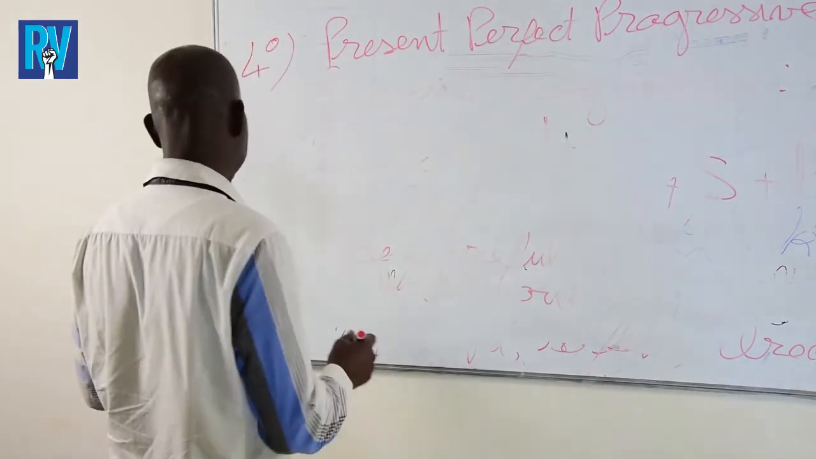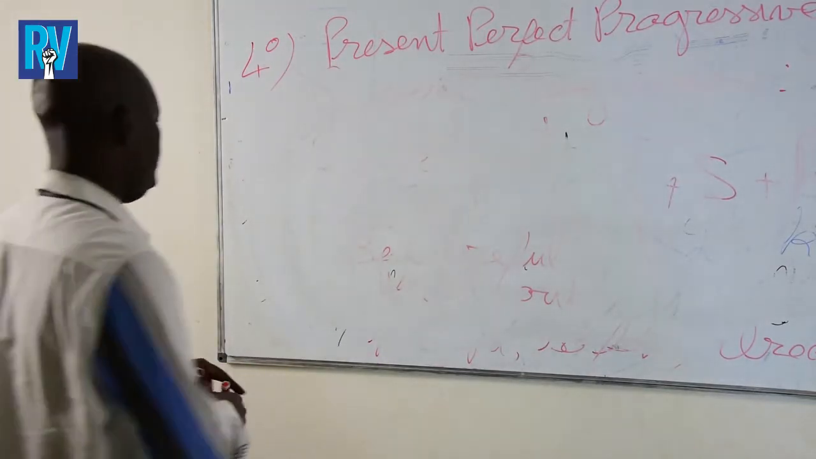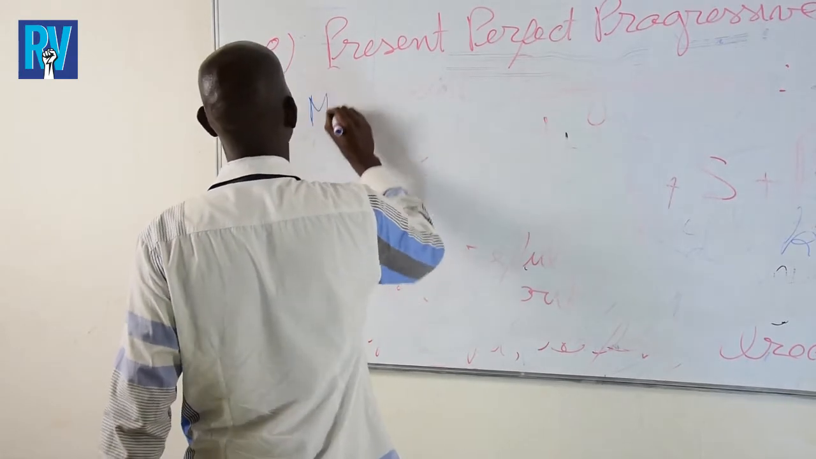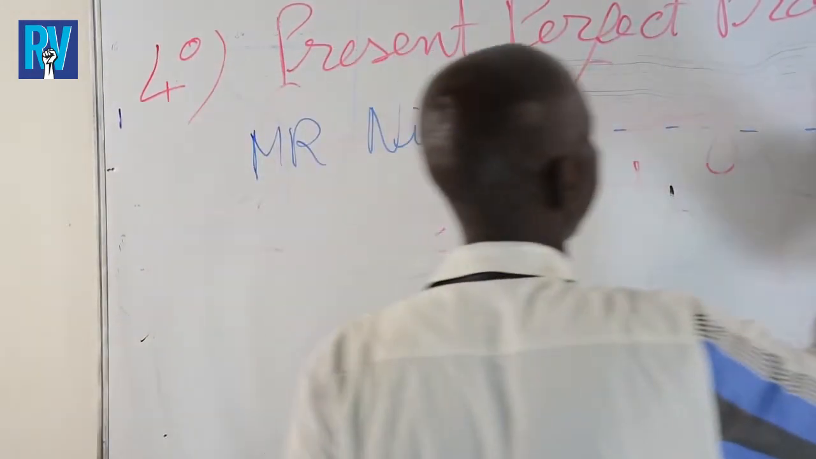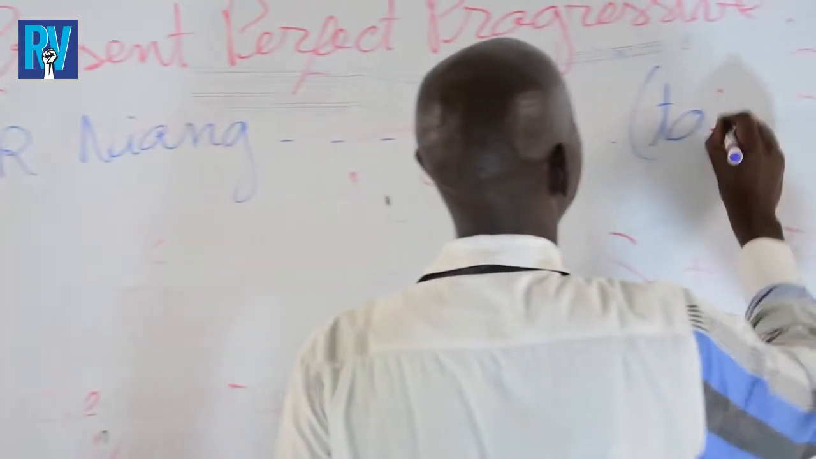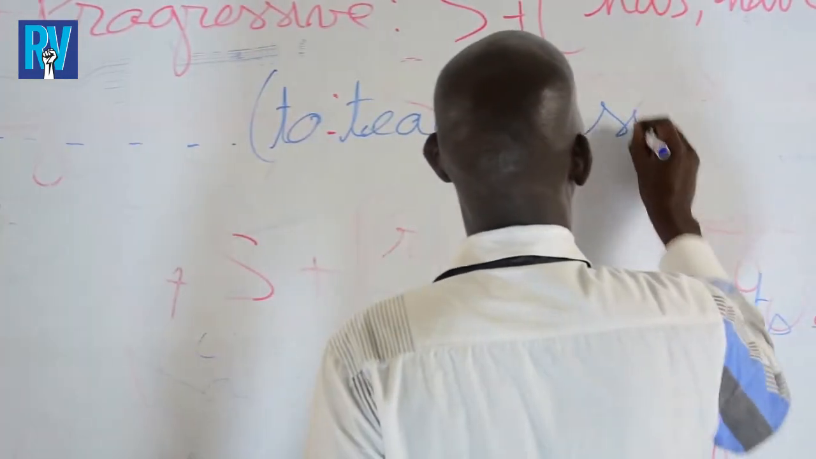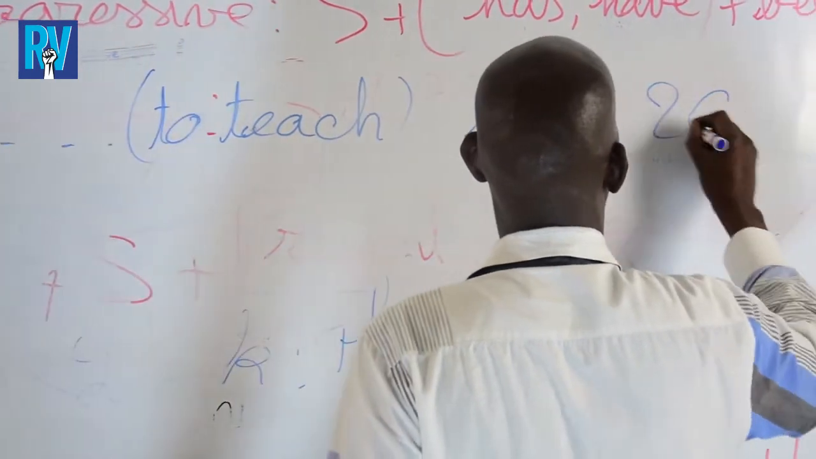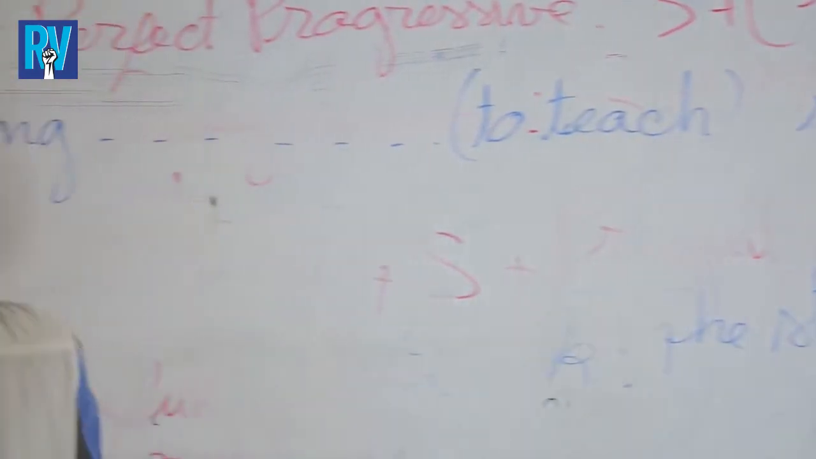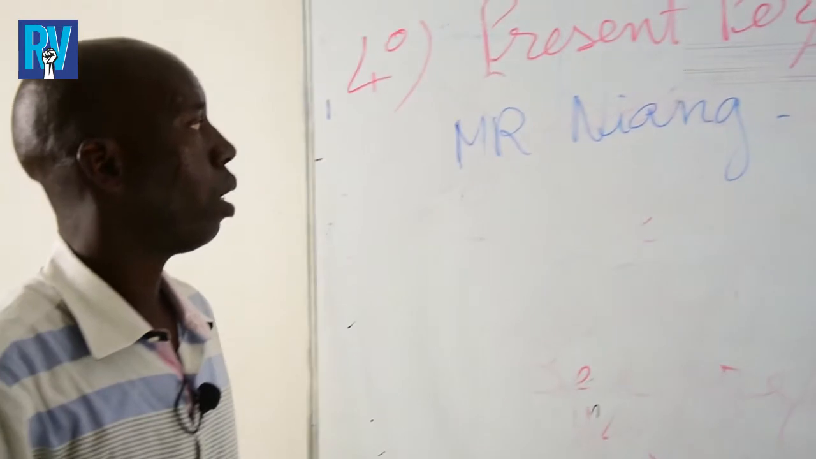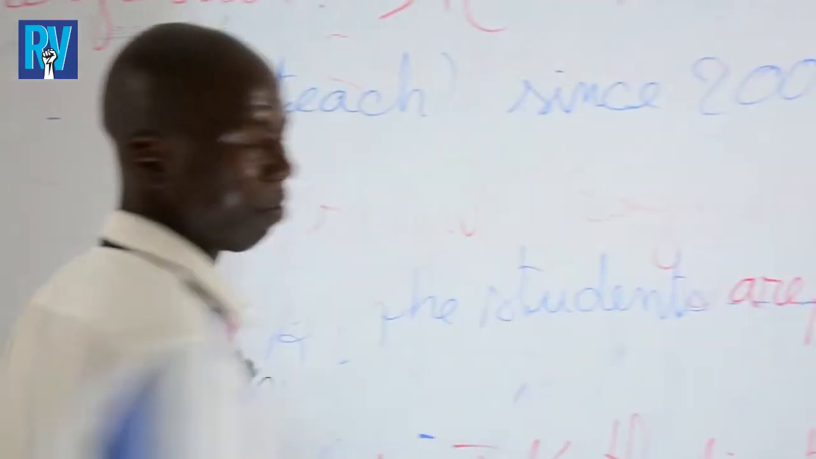Okay, I'm going to give an example. Okay, I'm going to take an example on me. Je vais prendre un exemple sur moi. When I say Mr. Young, the verb to teach, since 2005. So, when you have to write this sentence, and you know Mr. Young, I'm Mr. Young, okay? Mr. Young and have to teach since 2005.